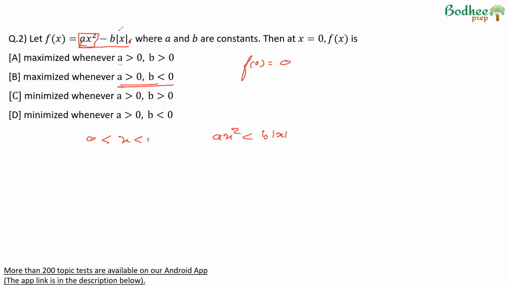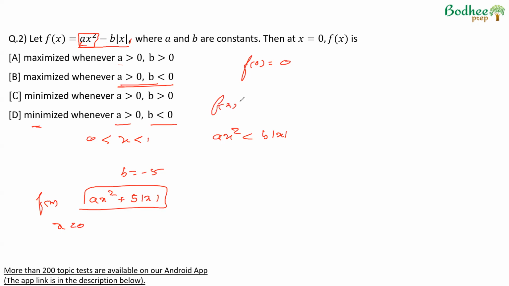If b is less than 0, suppose b is minus 5. So this will become ax square, which is a positive value, minus of minus 5 mod x, which is also positive. So if a is greater than 0 and b is less than 0, we can be sure that f(x) is definitely not negative, and the lowest value that it will take is when x is equal to 0. And therefore we can say that this entire thing will be minimized when a is greater than 0, b is less than 0, because for any value of x other than 0, f(x) will be greater than 0. And therefore D becomes my answer.